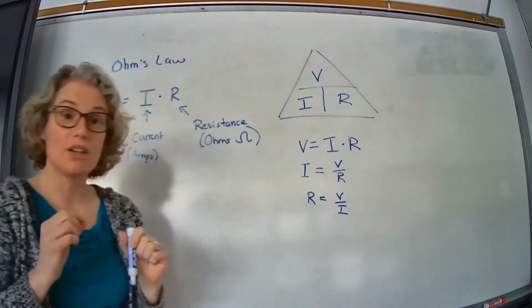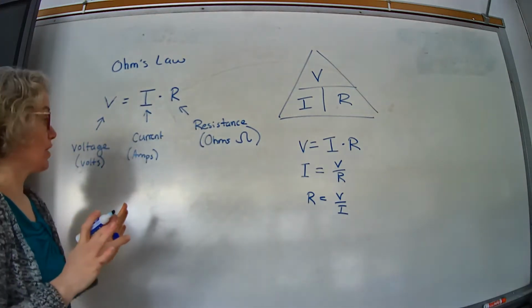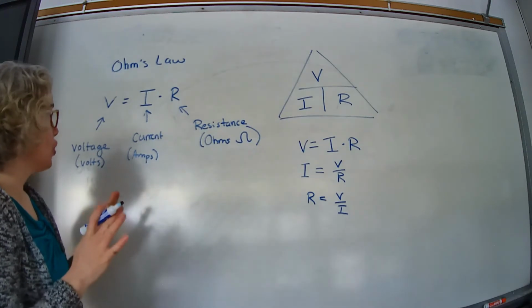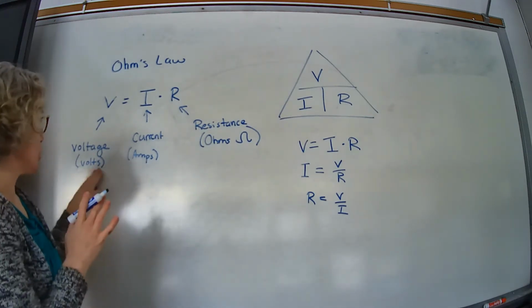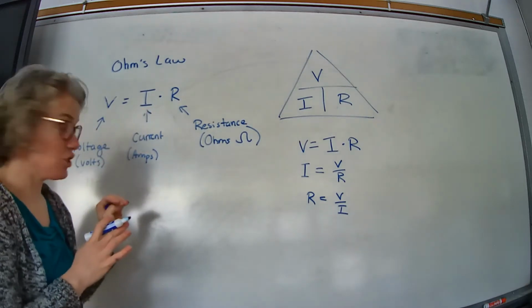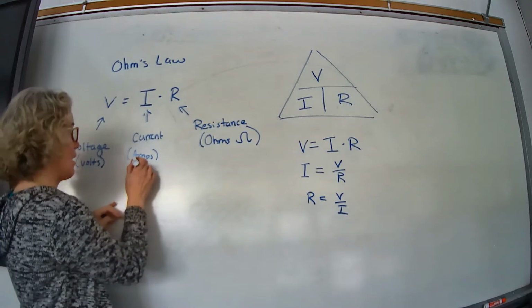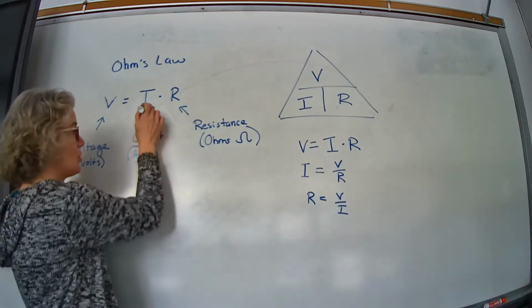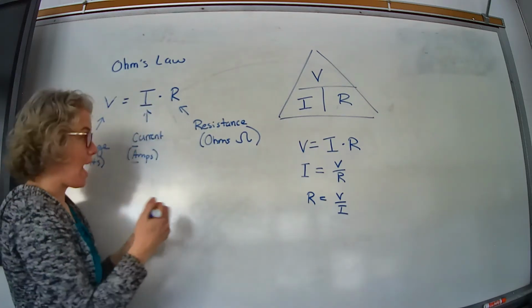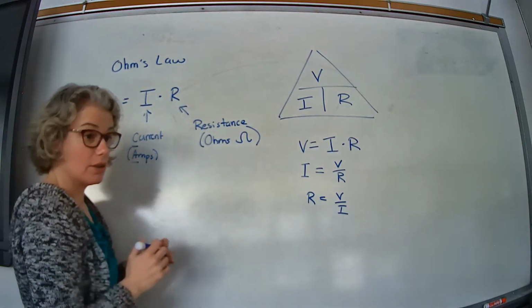One of the most difficult things for students in this situation is knowing which unit goes with which letter in the equation. What's particularly difficult is amps go with current, which is the letter I. None of the letters match. Ohms go with resistance, which is letter R.